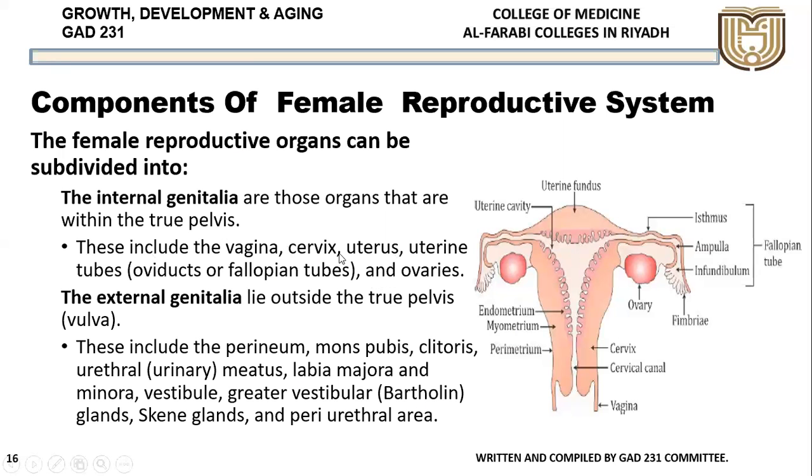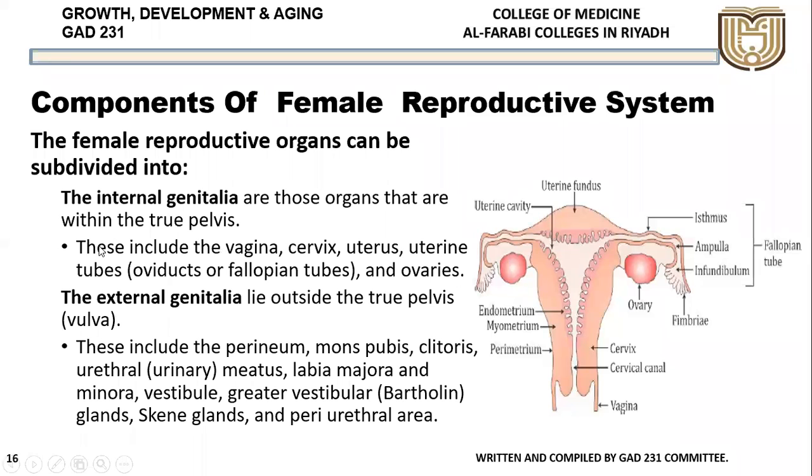So what are those? One is the vagina, which is a bit below. This is the cervix, and this is the uterus. Then we have the uterine tubes, also called the fallopian tubes or the oviduct. And finally, the main primary organ, the ovaries.